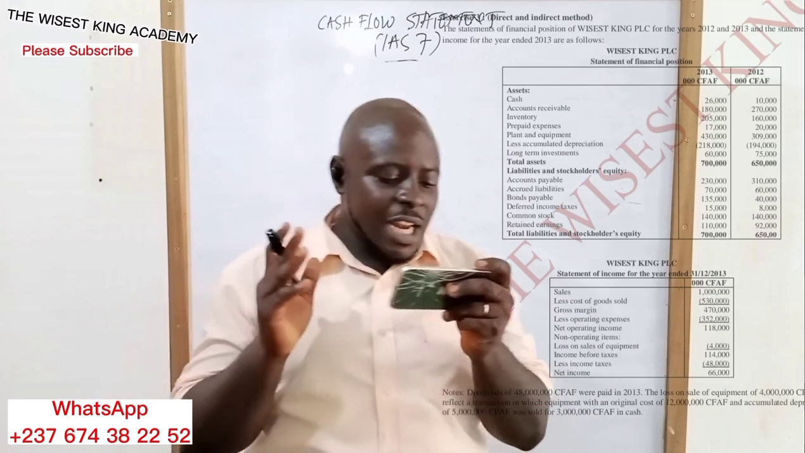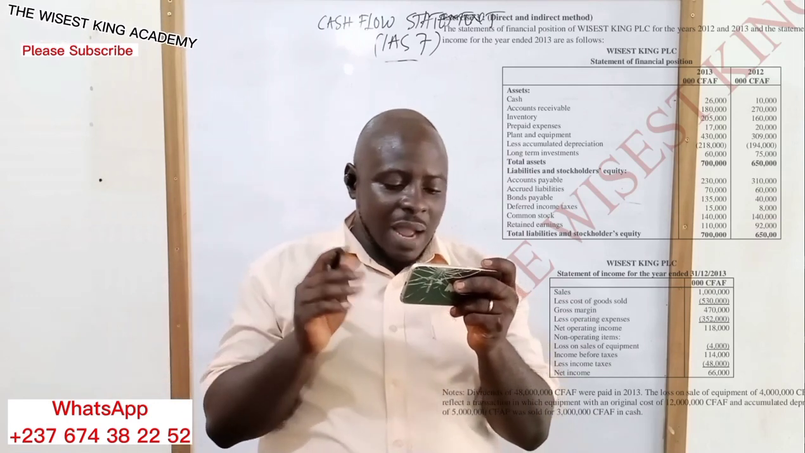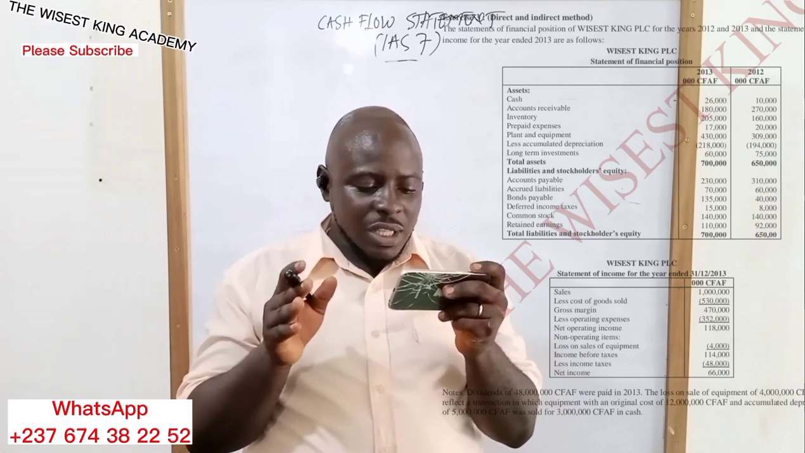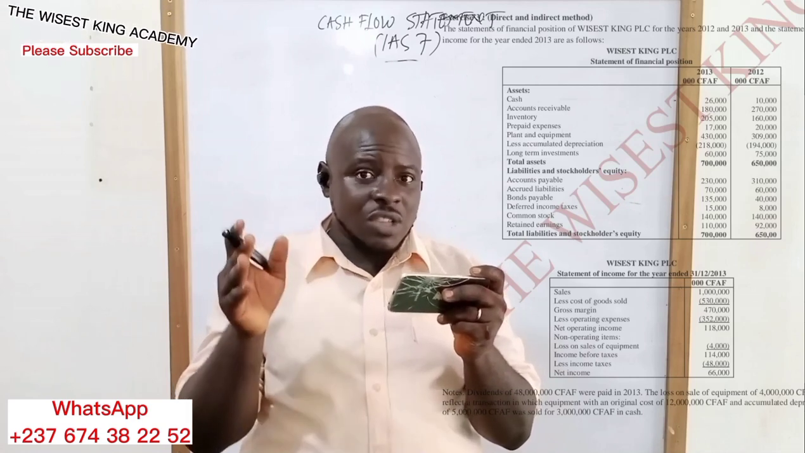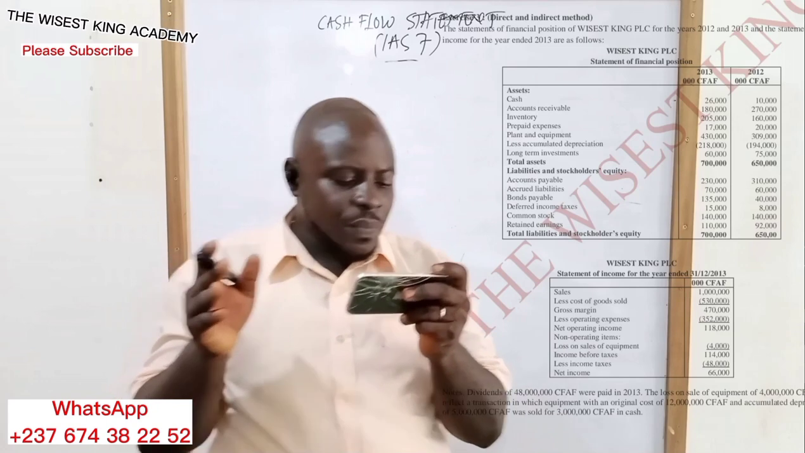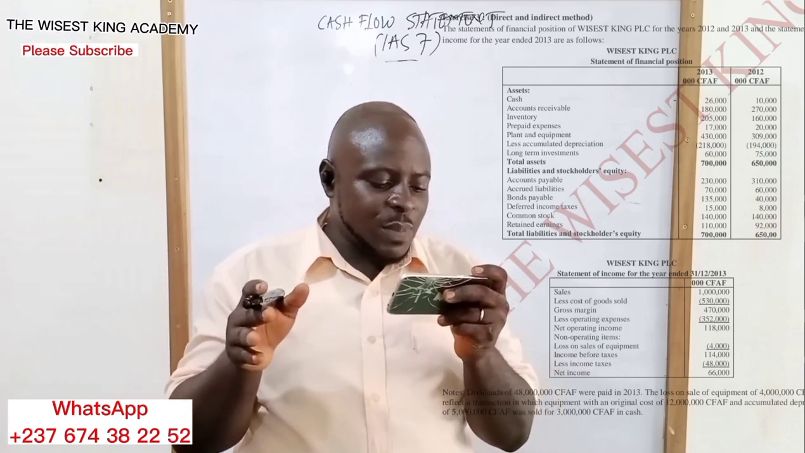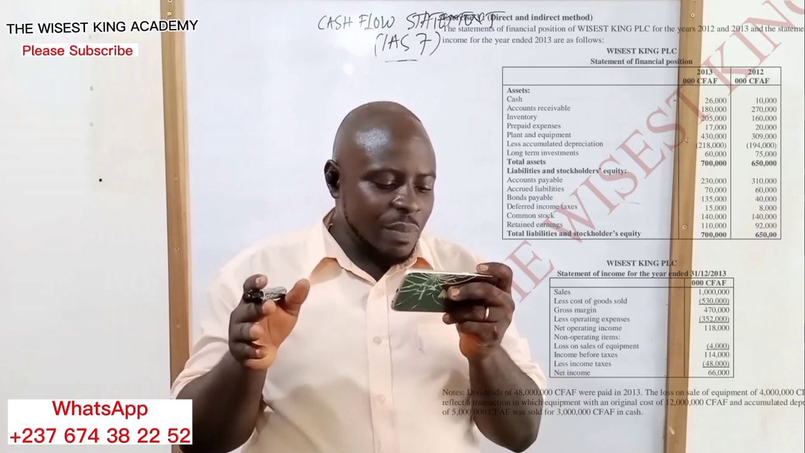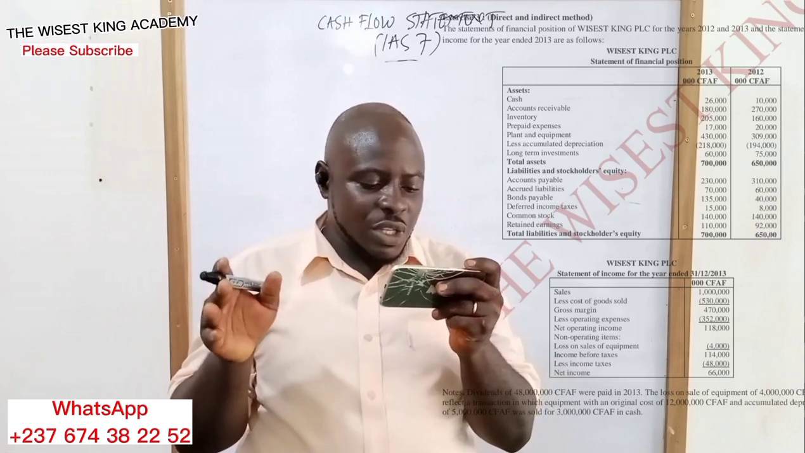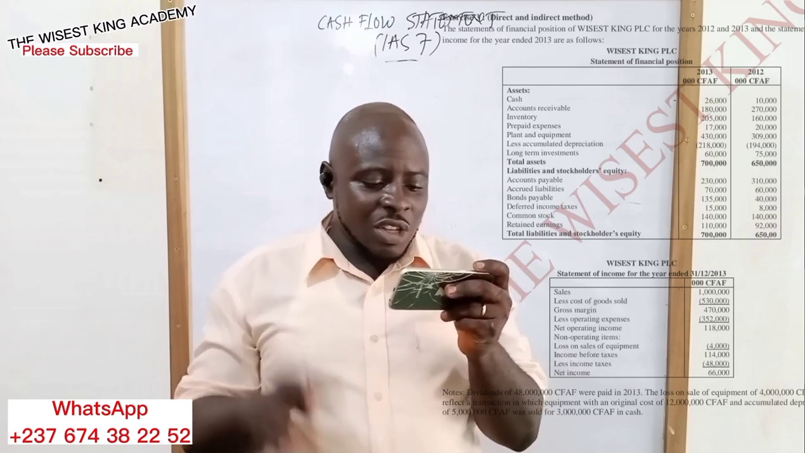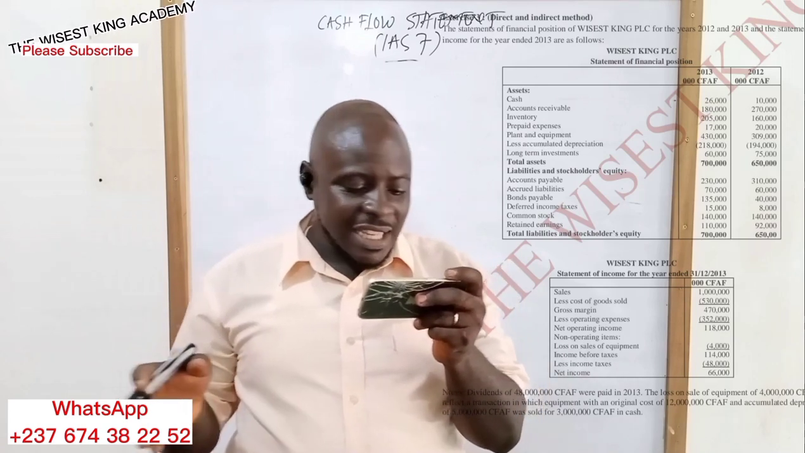Now the first element, we have assets. Under assets we have cash, 2013, 2012, 26,000 and 10,000. The figures are summarized in 000. Now we have accounts receivable, we have inventory, we have prepaid expense, we have plant and equipment, less accumulated depreciation. We have long-term investments, and under long-term investment, there is an increase in it.